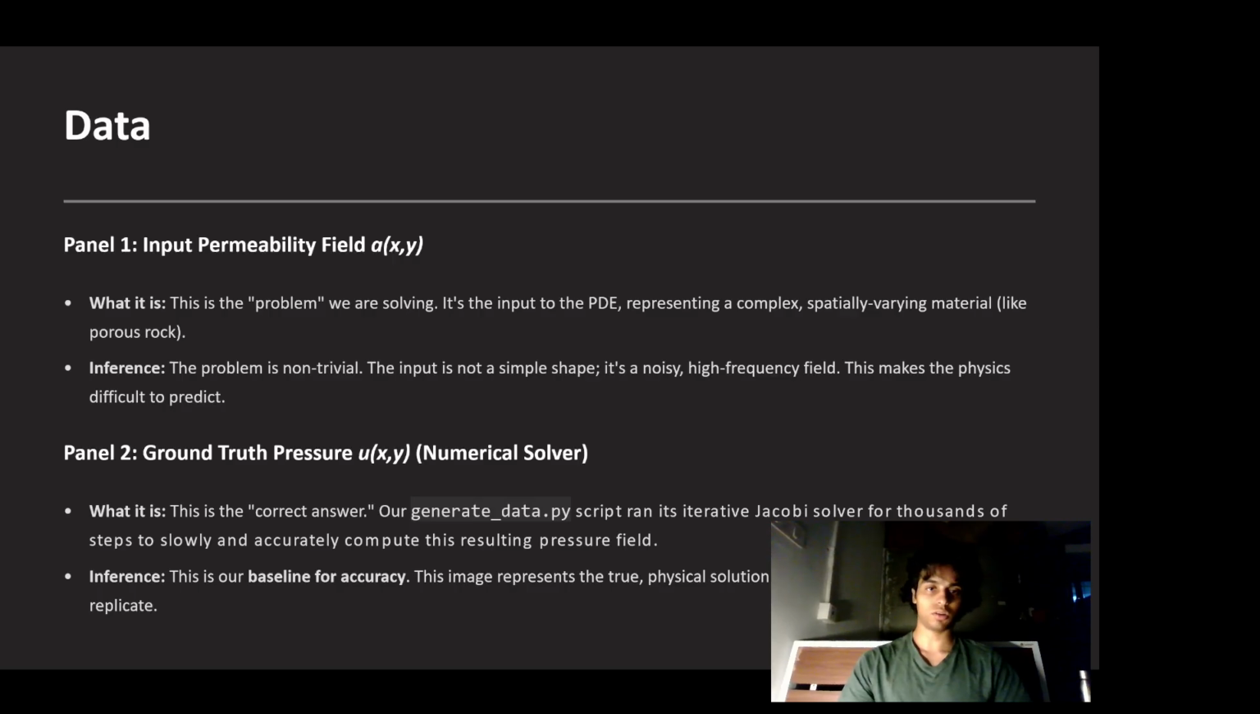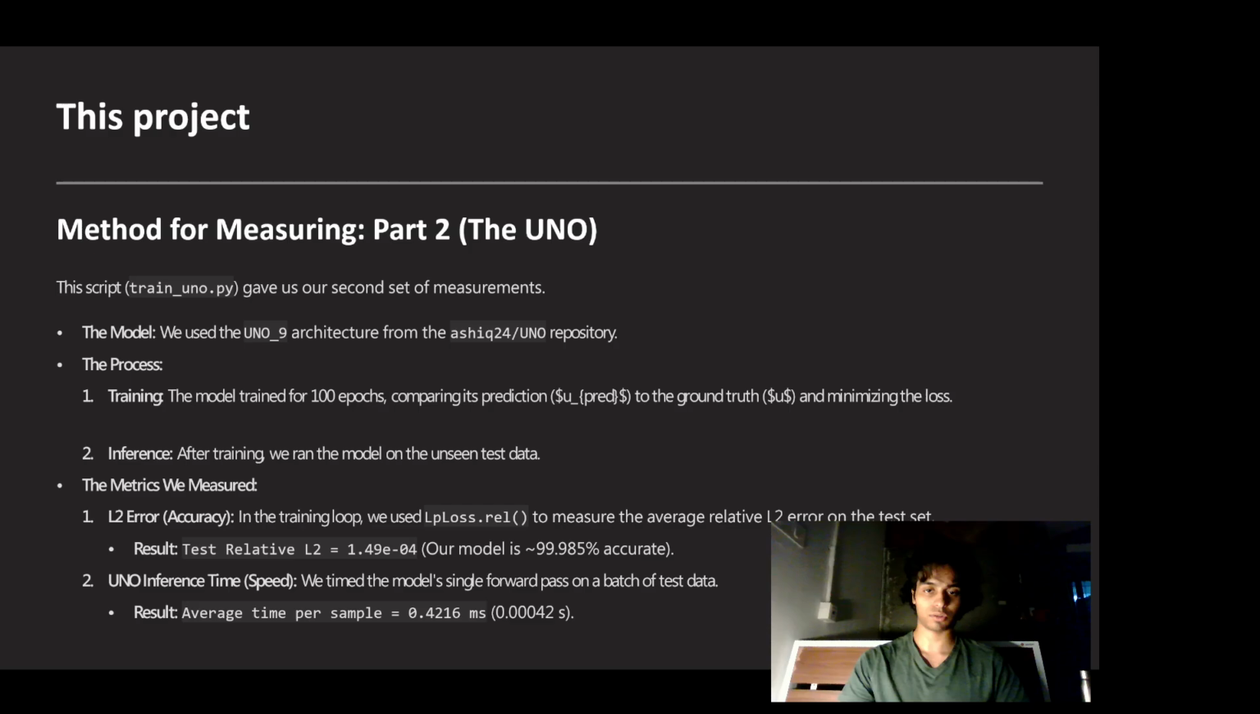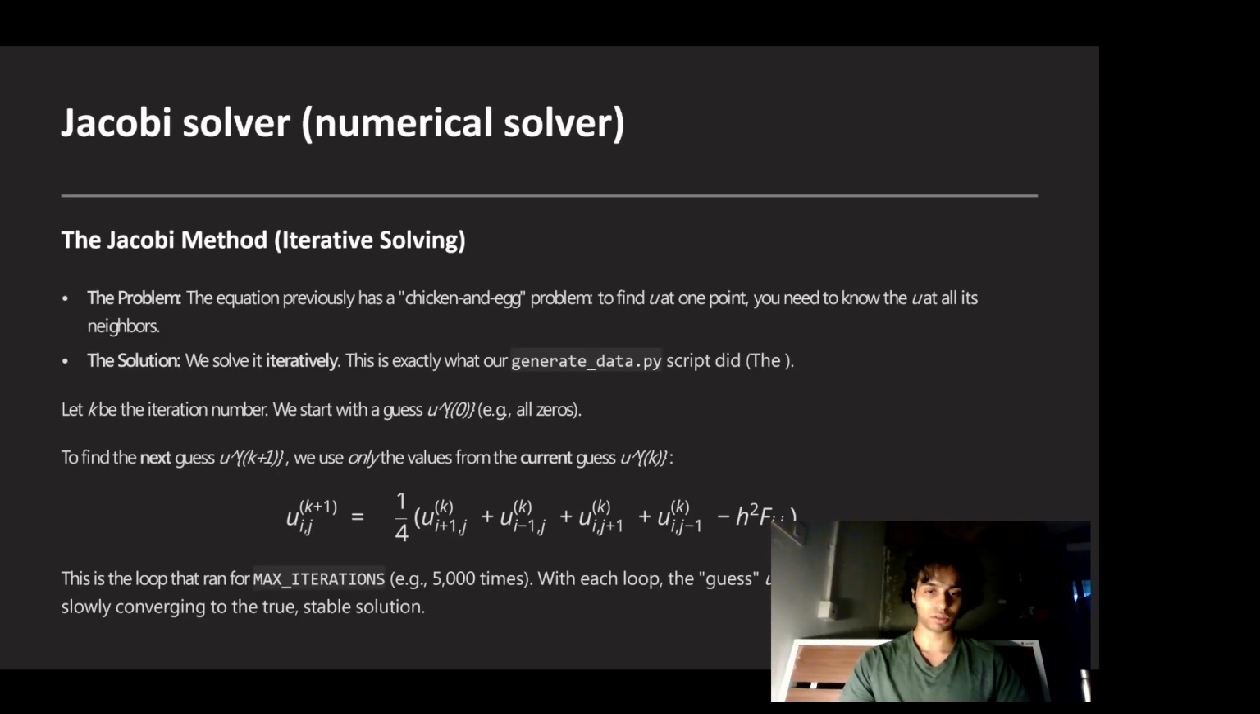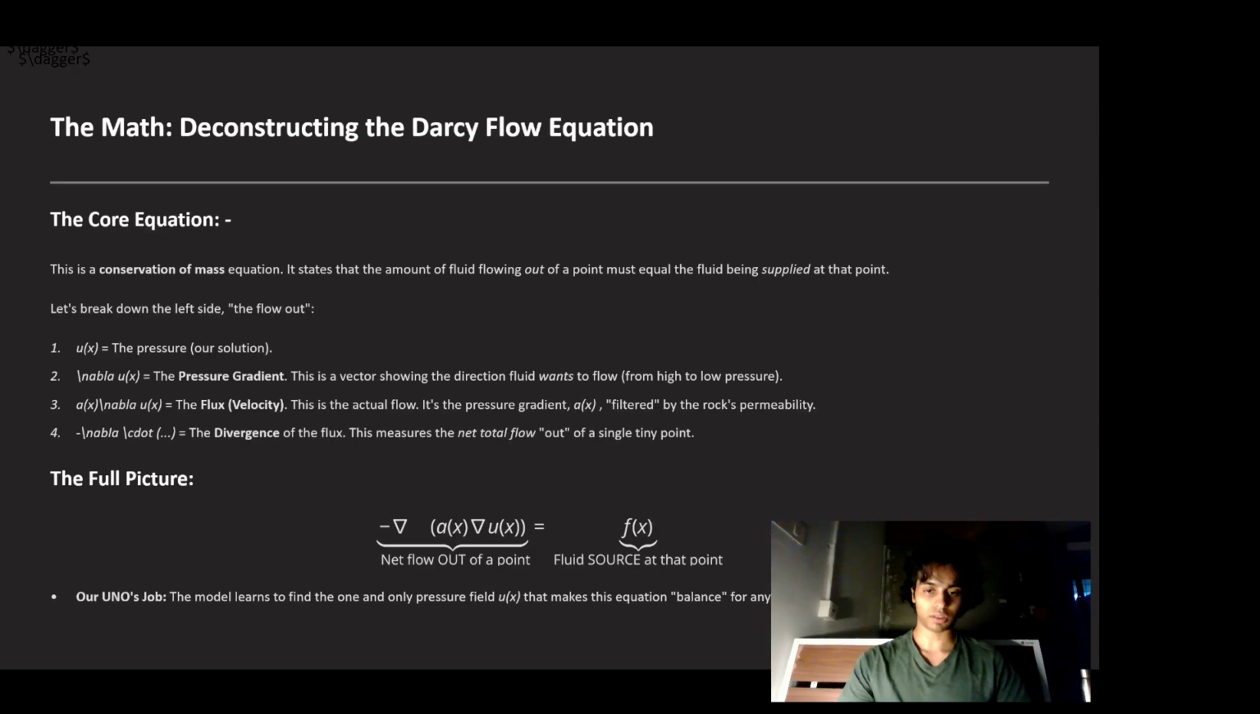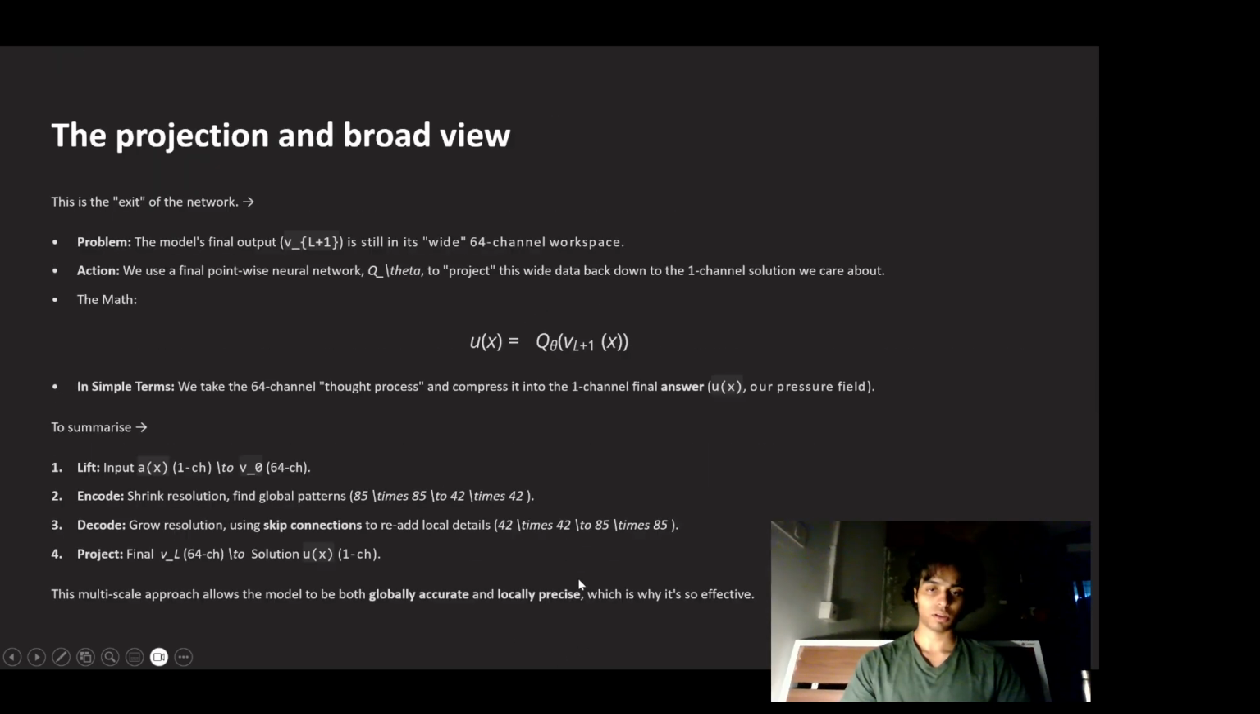So now you can see, first of all, the input permeability. What was this? This was just A of X that we had seen earlier, right? Then we have the ground truth. This is from our generate data.py. I iteratively solve with the Jacobi solver, the numerical solver, and get each of the solutions for all of the random inputs through A of X, which ran to this equation right here.